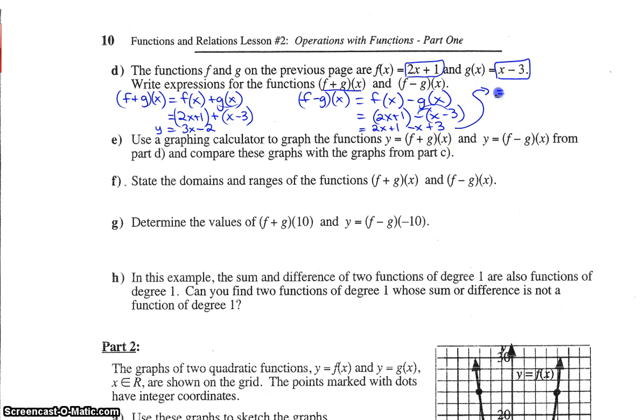Okay, one more step. We are going to collect like terms, and we should end up with x and positive 1 and positive 3 gives us positive 4. So we should end up with x plus 4.